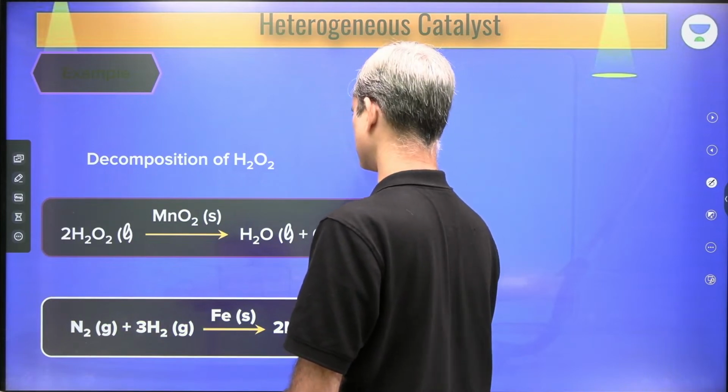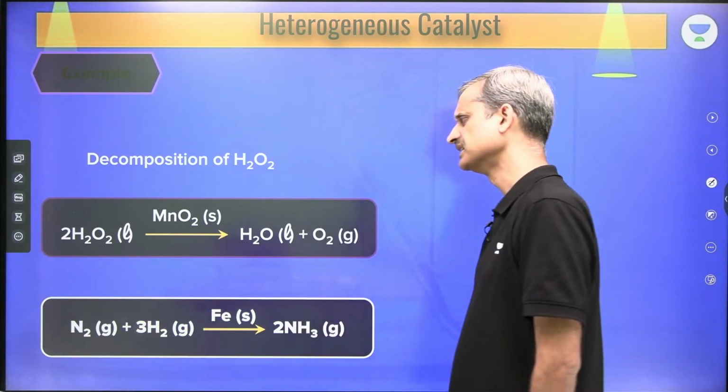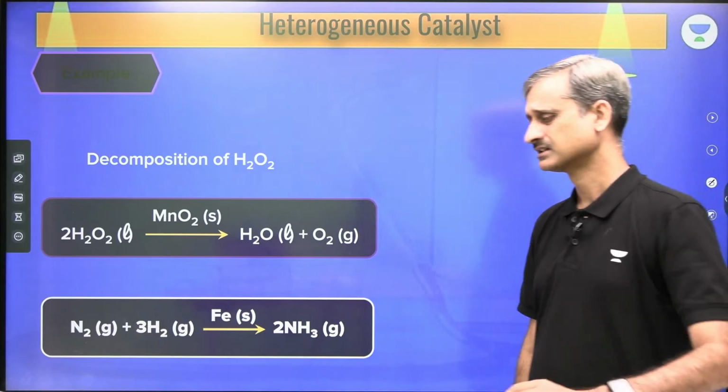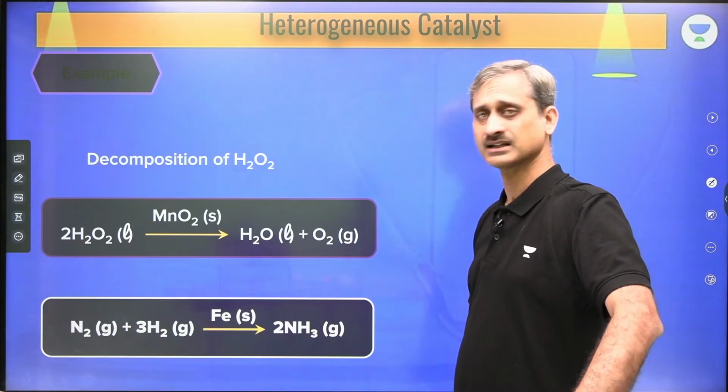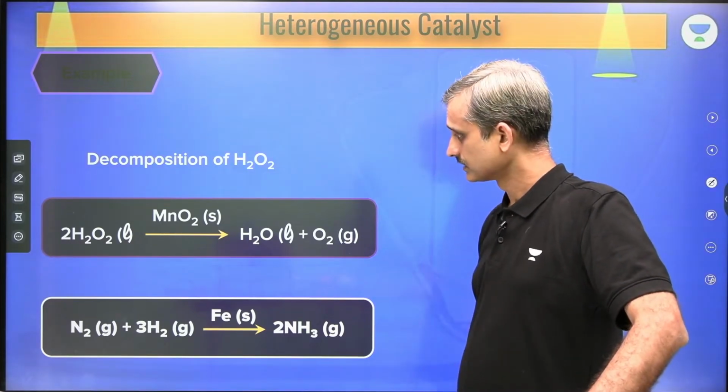So many examples of it. Decomposition of hydrogen peroxide, using MnO2 as a catalyst, and even yeast as a catalyst. Hydrogen peroxide can be decomposed using yeast as a catalyst, and many other cases.